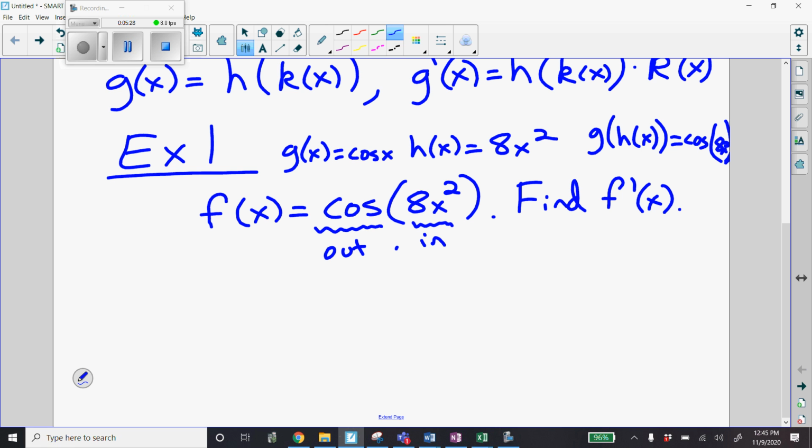Sorry, kind of got cut off there. 8x squared is our inner function. Cosine is our outer function. Okay, so let's start talking about this, and I really want to focus on that phrase with respect to the inner function. So finding f prime of x here, I would simply do this.